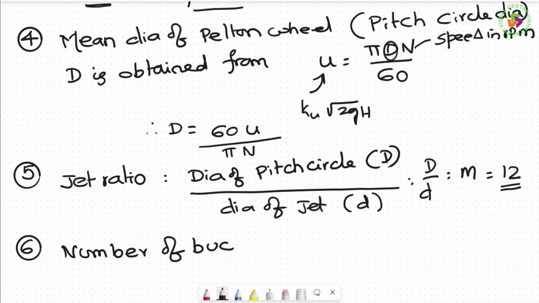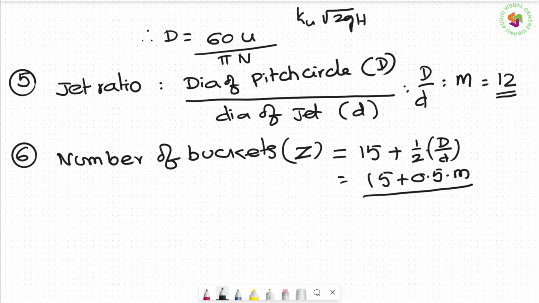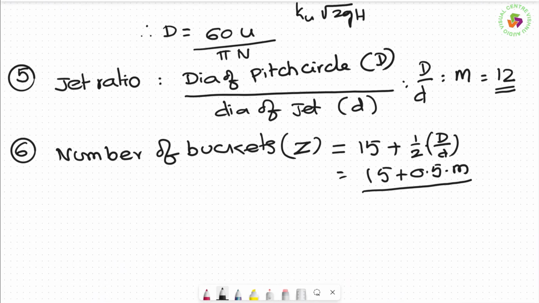The number of buckets on the Pelton turbine wheel, represented by Z, is equal to 15 plus half of D by d, that is 15 plus 0.5 into M. So this is the thing, where M is the jet ratio.